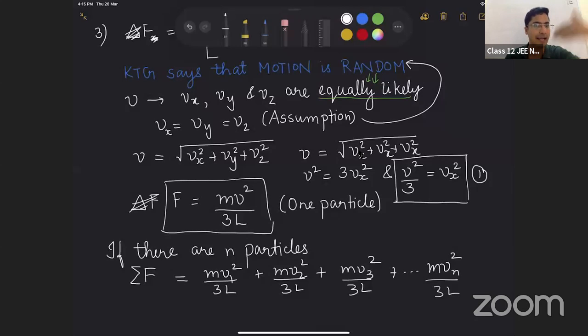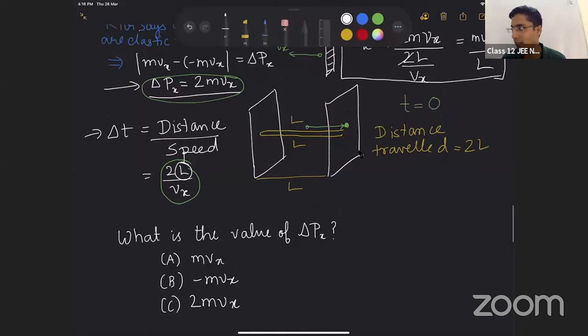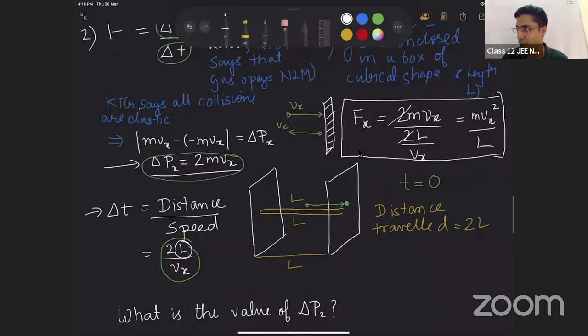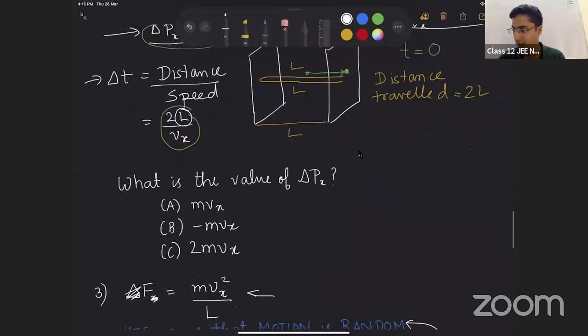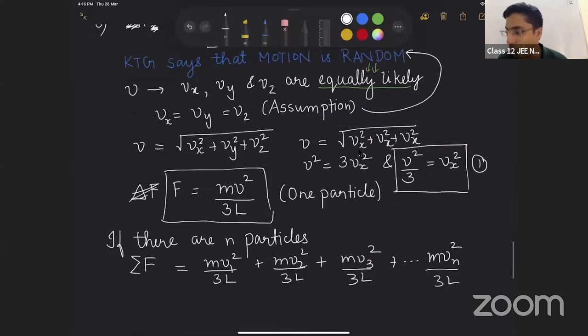Why L? Just go back to the derivation, Abhishek. I'm going to show you here again. This L comes in the denominator, mVx square by L. Just go back to the derivation. When we did this, Fx was 2mVx upon 2L upon Vx. Hence mV square upon L will be the result. Please pay attention in class. This L was there always. So this is basically going to be the total force.